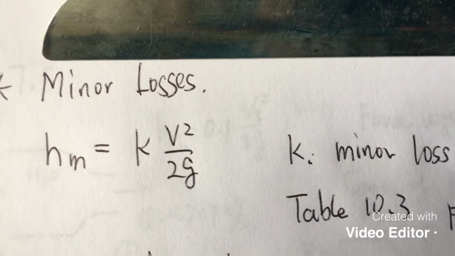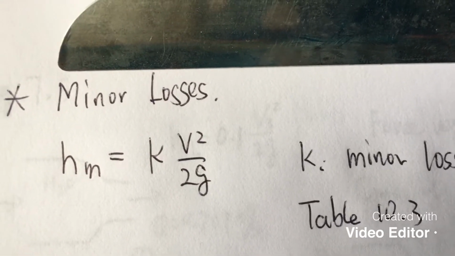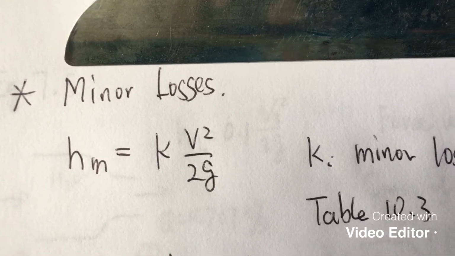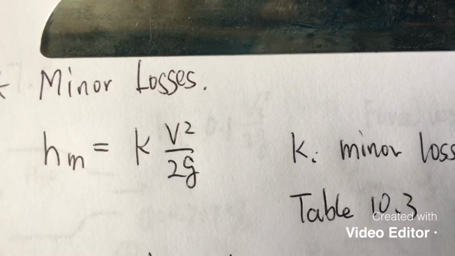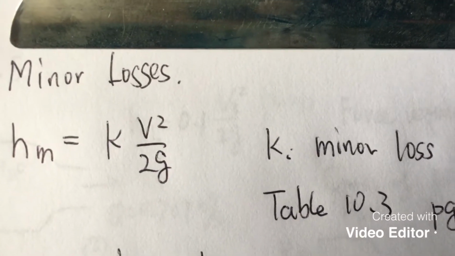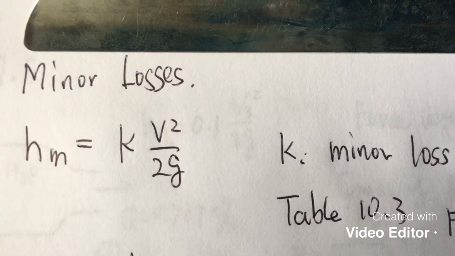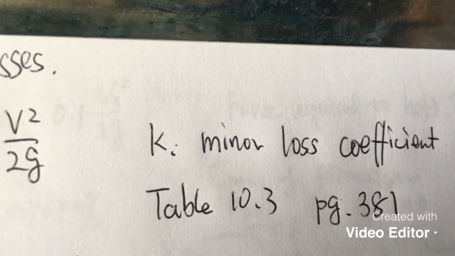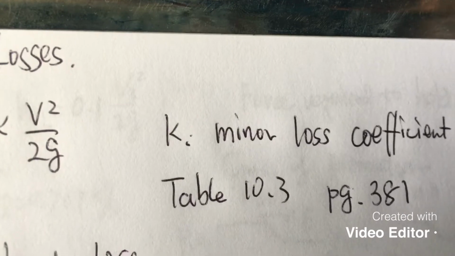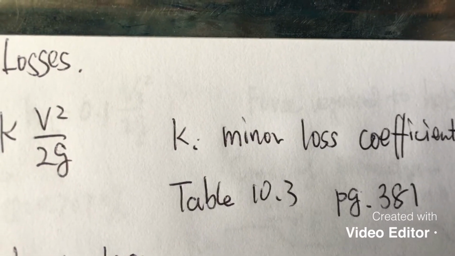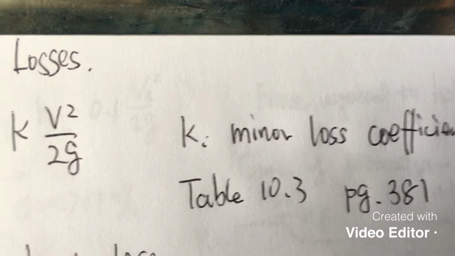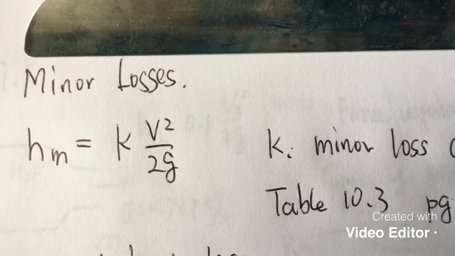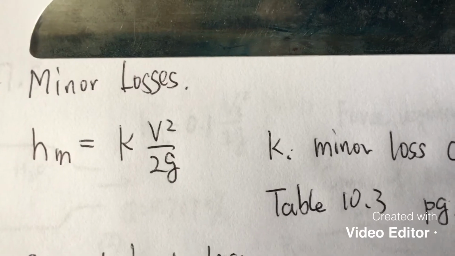Okay, so now the entire loss will be equal to the frictional head loss plus all the minor losses. So now we need a K for each component, for each minor loss. K is the minor loss coefficient. So in the textbook, table 10.3 on page 381 shows the case for different components. Okay, so let's look at the textbook.